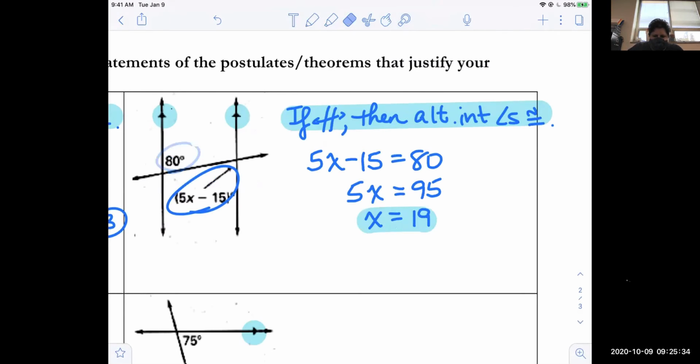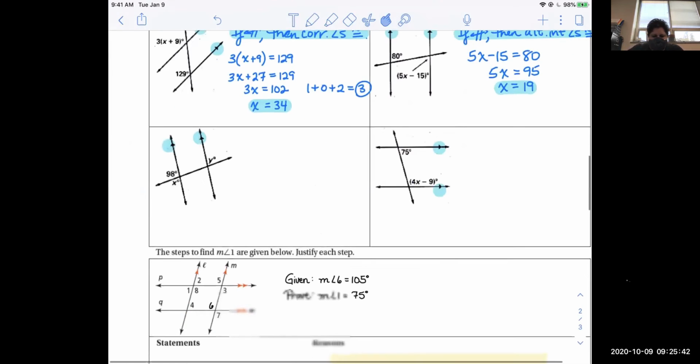Okay, but again, notice that we're not just writing alternate interior angles are congruent. We're writing because the lines are parallel. If there's parallel lines cut by a transversal, then alternate interior angles are congruent.